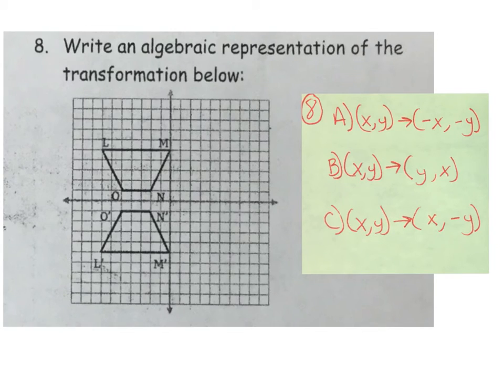Okay, number 8. Write an algebraic representation of the transformation below. So look at the pictures that we have, these two trapezoids. We know it's not a dilation because it's not changing size, it's the same shape. We know it's not a translation because the orientation is changed. So now we're left with either reflections or rotations. This right here is a reflection because it's reflecting over the y-axis, and I'm going to highlight that in green like we've been doing.